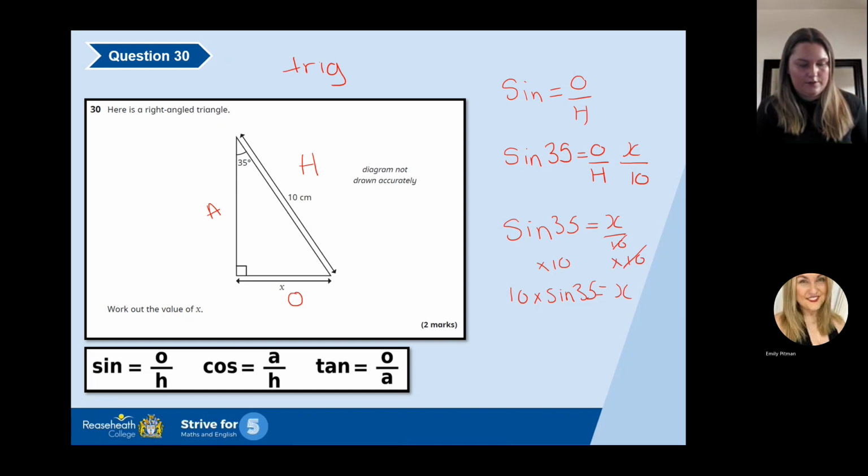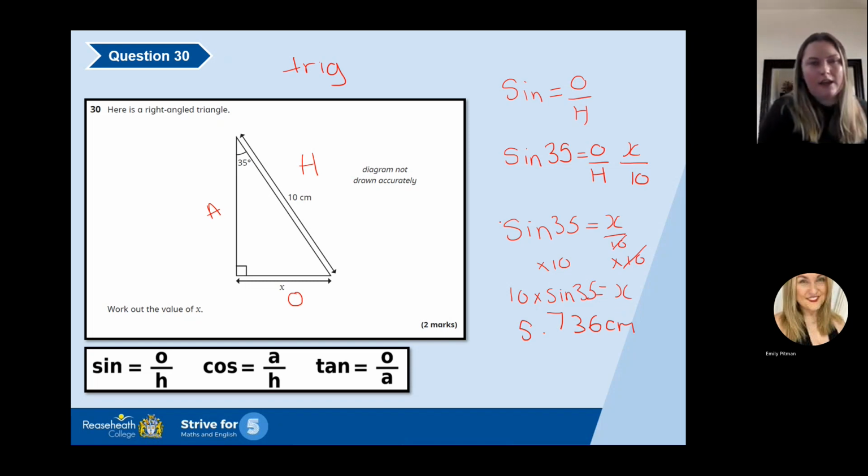I'm going to do the sine 35 first, and then I'm going to times it by 10. And that is going to give me 5.73. It's a really long number, so I'm just going to round it up. So I'm going to go like that, and it's centimetres.